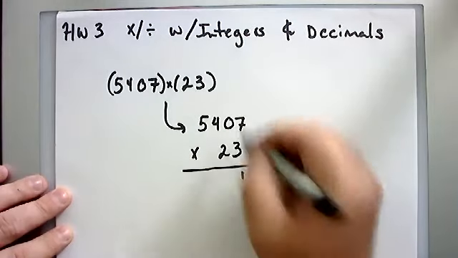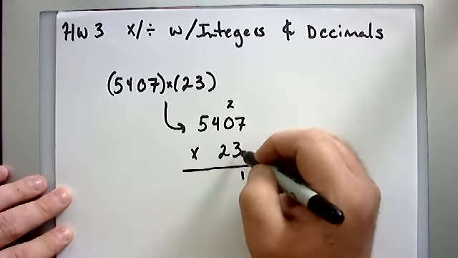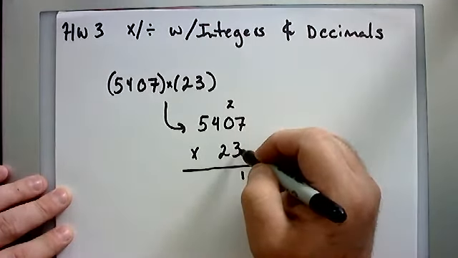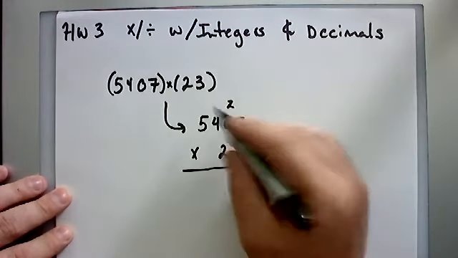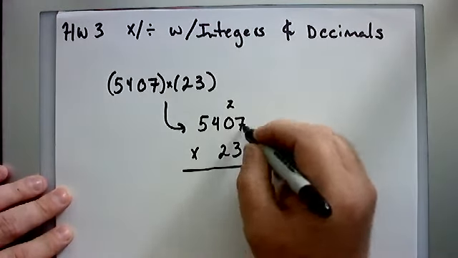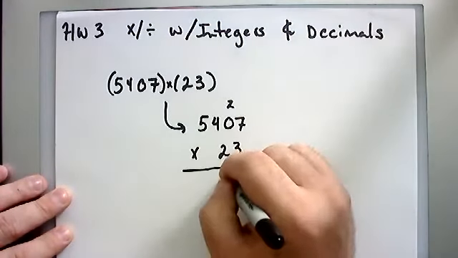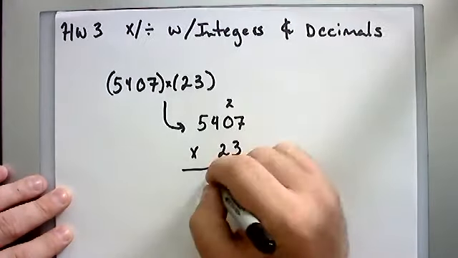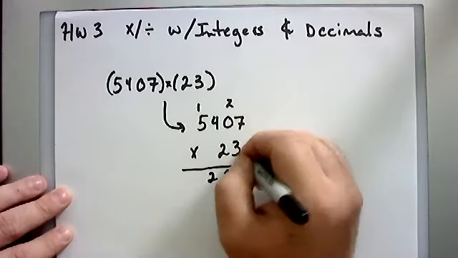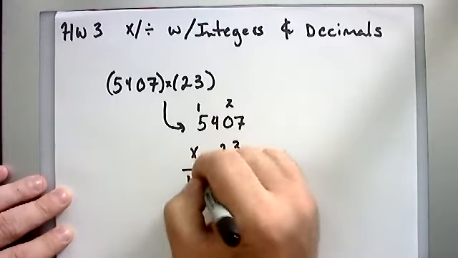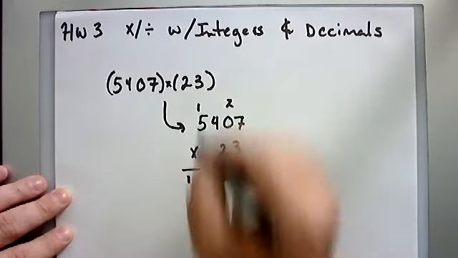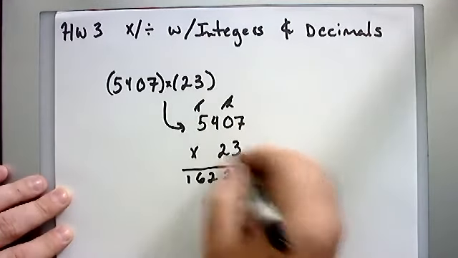3 times 7, 21, carry the 2. This is something you're supposed to remember already. Just again, FYI, I'm just going over it real quickly before we get into the new stuff. Let's quickly review how to multiply. 3 times 7, 21, carry the 2. 3 times 0 is 0, plus 2 is 2. 3 times 4 is 12, carry the 1. 3 times 5 is 15, plus 1, that's 16, right? Go ahead and take the number, multiply through, move to the next number.